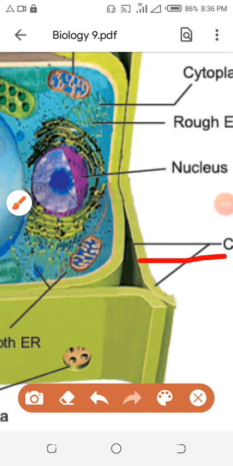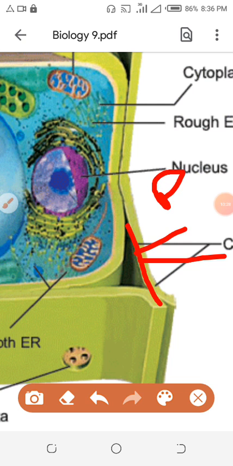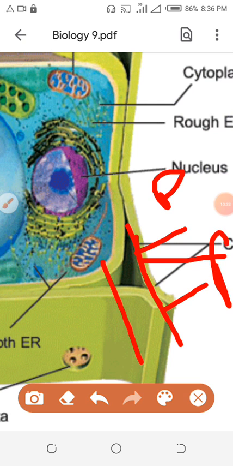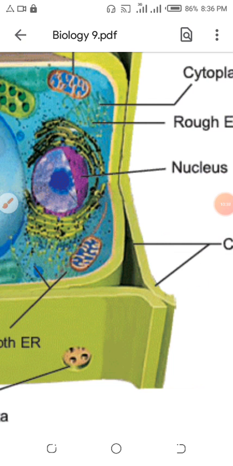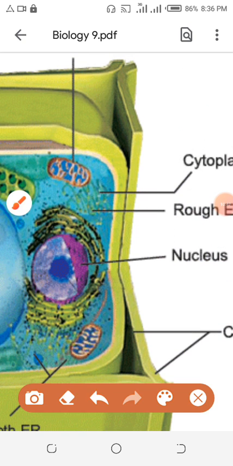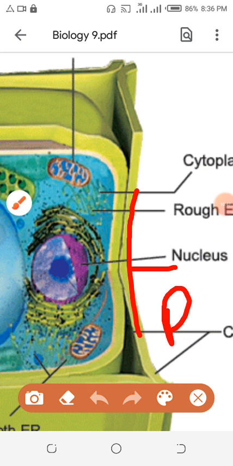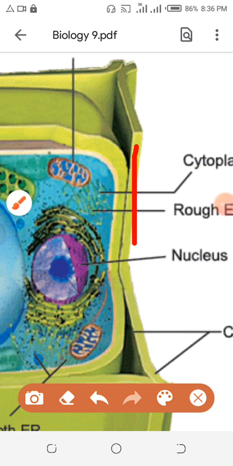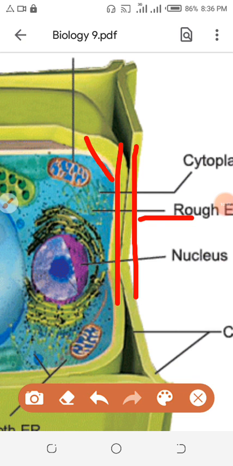Look here, cell wall. If there is one, it is the primary cell wall. If there are two, it means there is an outer cell wall and an inner cell wall, meaning the primary cell wall and the secondary cell wall. So if the cell wall is one layer, it is called a primary cell wall. If the cell wall is composed of two layers, the outer is the primary cell wall, and the inner is the secondary cell wall.